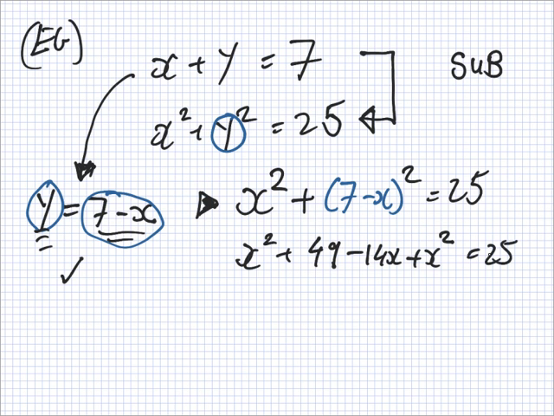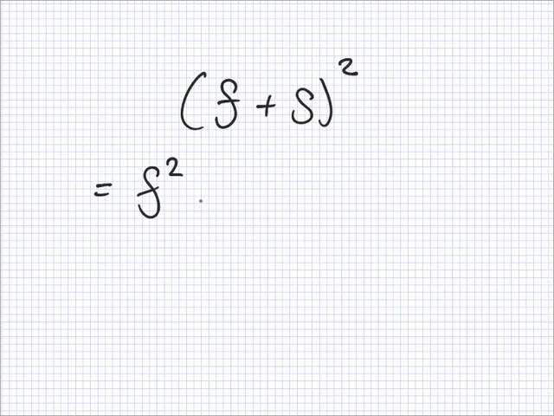Now if you haven't seen that before, I'll just write it down here on the side. When you have the first plus the second squared, the quick way to open this is the first squared plus twice the first by the second plus the second squared. It's a quick way to expand a square. Yeah? Okay, so returning.